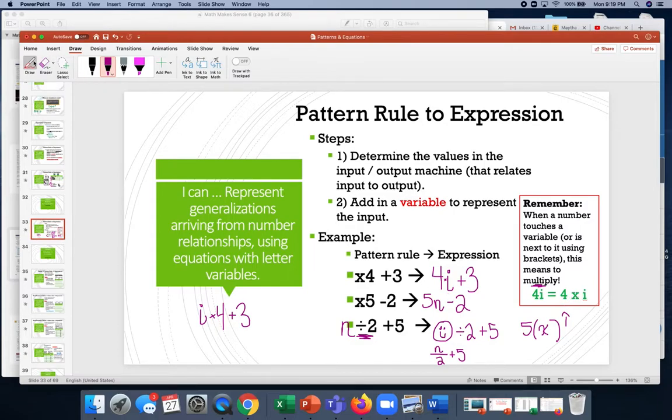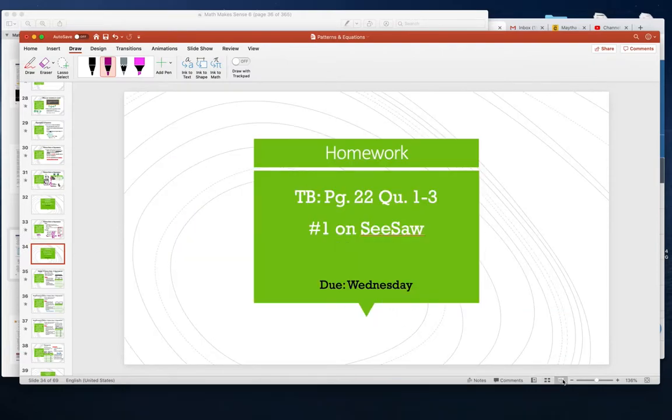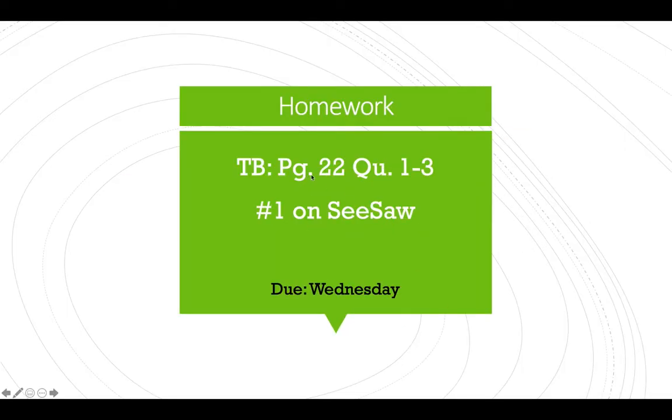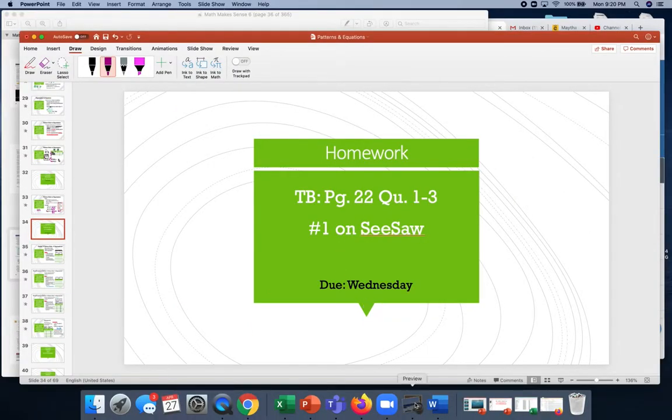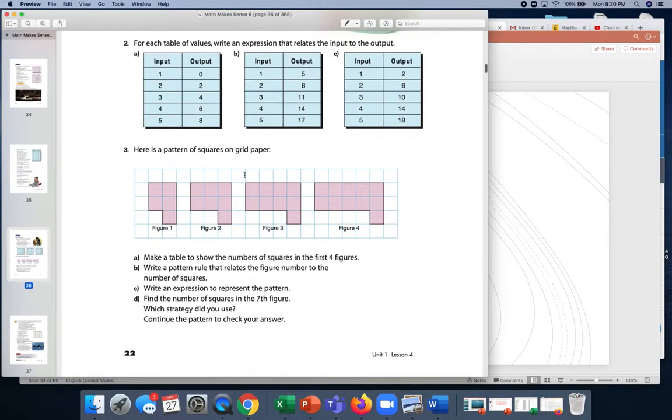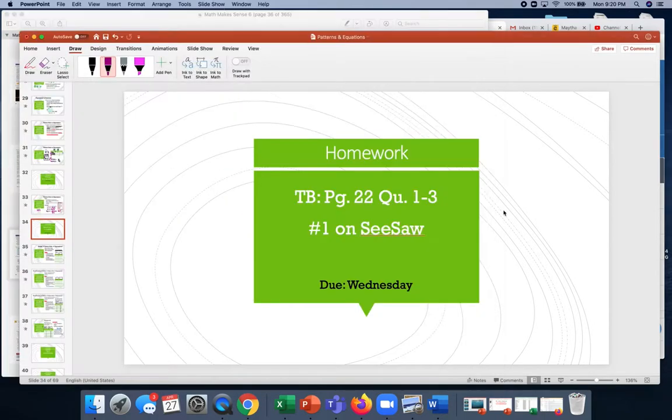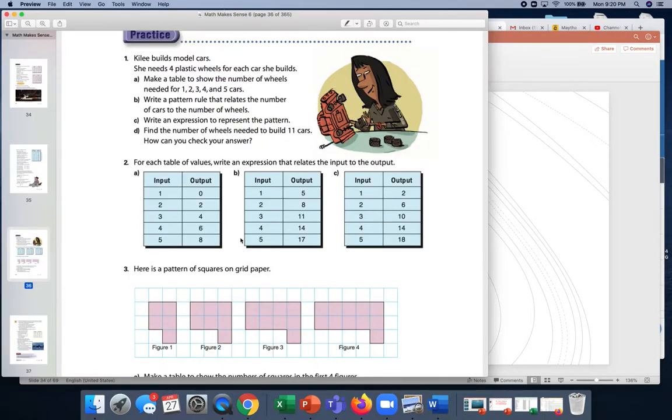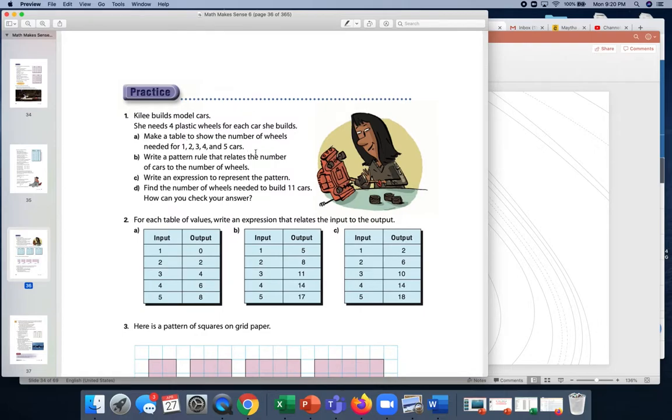Okay, right on. So that is it. And this is your homework. It is page 22, and only page 22, questions 1 to 3. I would like you to do number 1 on Seesaw, which I'm going to show you right now. So this is the page 23, oh, it's 22. Oh yeah, I wrote that, okay. Page 22. So this is the question that's going to be on Seesaw, which I'm going to show you in a moment.